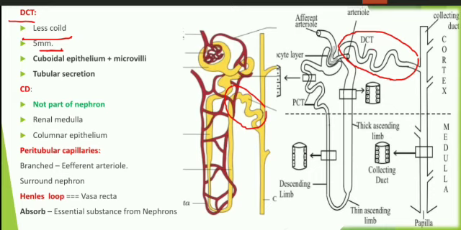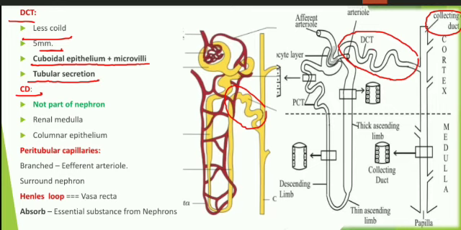millimeter, and this is also made up of cuboidal epithelial cells with microvilli, and this tube is mainly for tubular secretion. It also absorbs, but the main function of the distal convoluted tubule is tubular secretion. And this distal convoluted tubule is connected to another duct, known as the collecting duct, represented as CD.